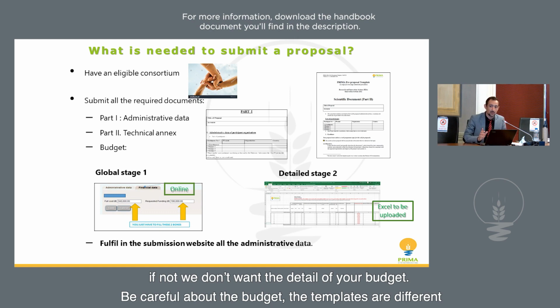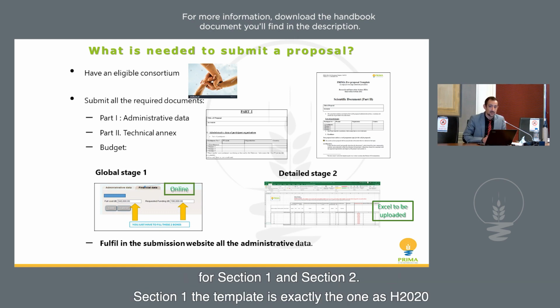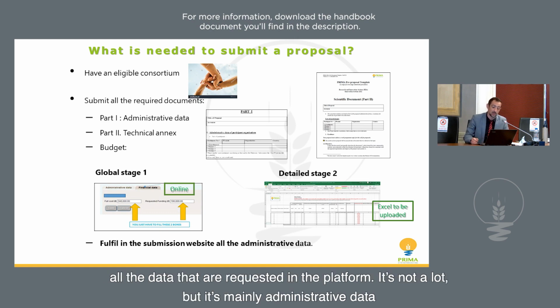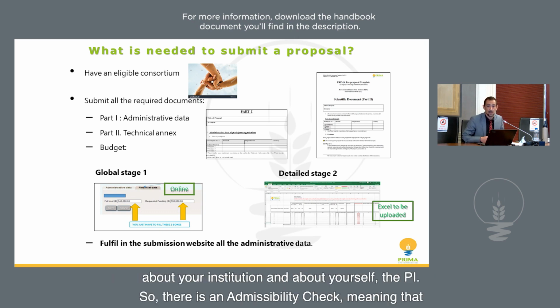Be careful about the budget. The templates are different for section 1 and section 2. For section 1, the template is exactly the one from H2020. For section 2, it's a specific template for the funding agency. And of course, you have to fill in all the data that are requested in the platform. It's not a lot, but it's mainly administrative data about your institution and about yourself, the PI.